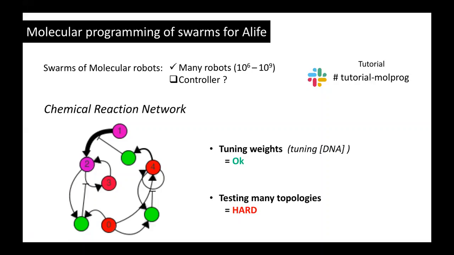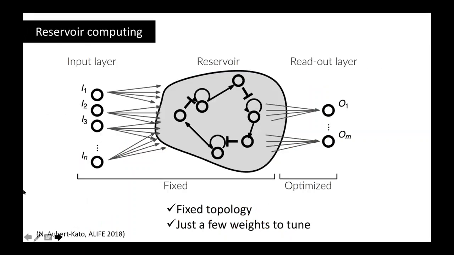To sum up what we concluded in this tutorial, you can use chemical reaction networks, and the ones we use are DNA reactions, to make such controllers, but they have one quality and one defect. It's kind of easy or okay to tune the weights when you have such a chemical network, but it's hard to test many different topologies. To solve this problem, we use reservoir computing. Why is that? Because if you're using reservoir computing, you don't need to change the whole topology of your system to get different behavior.